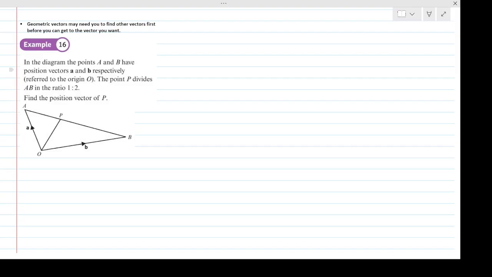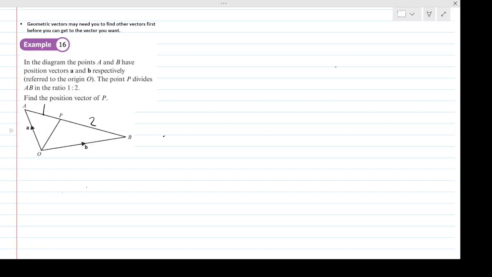Okay, so I'm told in the diagram here, the points A and B have position vectors bold A and bold B. So they've drawn that on the diagram for us, right? And we're also told that the point P divides AB in the ratio 1 to 2. Right, so that means if P divides AB in the ratio 1 to 2, then the first part from A to P is going to be one part. And then from P to B, the other part of the line is going to be the remaining 2 parts, right? So I'll just label it there, 1 to 2.